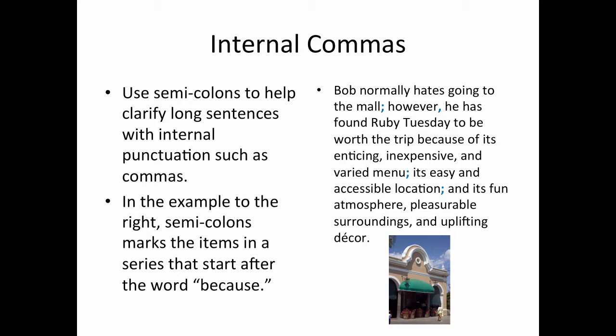Basically, what we have going on here is a very long list that has sub-lists within it. So the semicolons are being used to help clarify that. Let's take a closer look. The first part of this extensive list is its enticing, inexpensive, and varied menu. That really is a list of its own. So we want to clarify that by having a semicolon right after it. Then we go into a second sublist, its easy and accessible location. And then once that sublist is completed, we want to clarify by having another semicolon. And then we're into our final sublist, and its fun atmosphere, pleasurable surroundings, and uplifting decor.